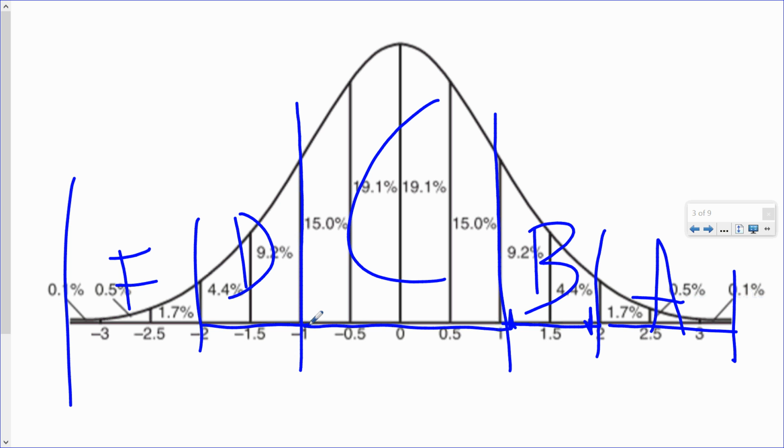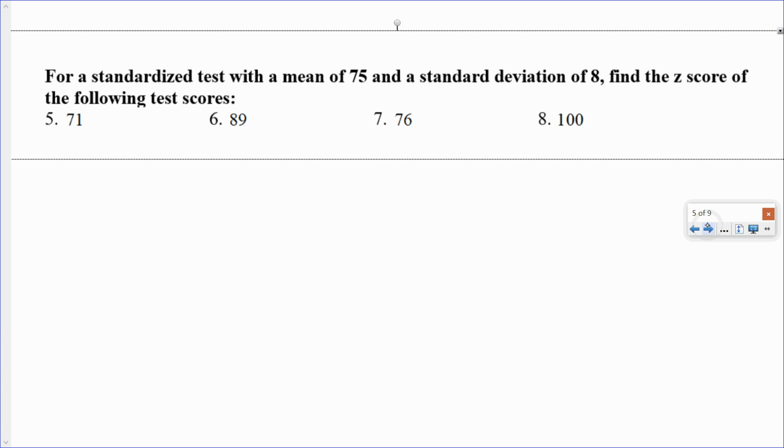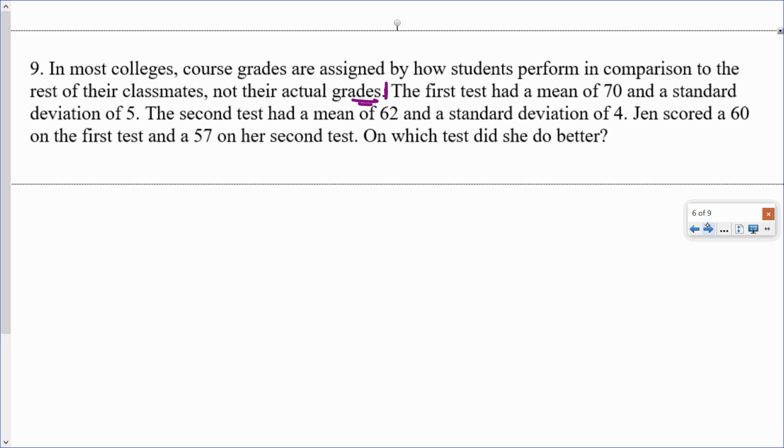And then the same thing below. So basically, you have about 2.5% of the class getting an A. You have about 13% getting a B. You have about 68% getting a C, about 13% getting a D, and about 2.5% getting an F. That's literally how things are done in most colleges. At least they were 20 years ago when I was there. So, that being said, let's get back to this question.